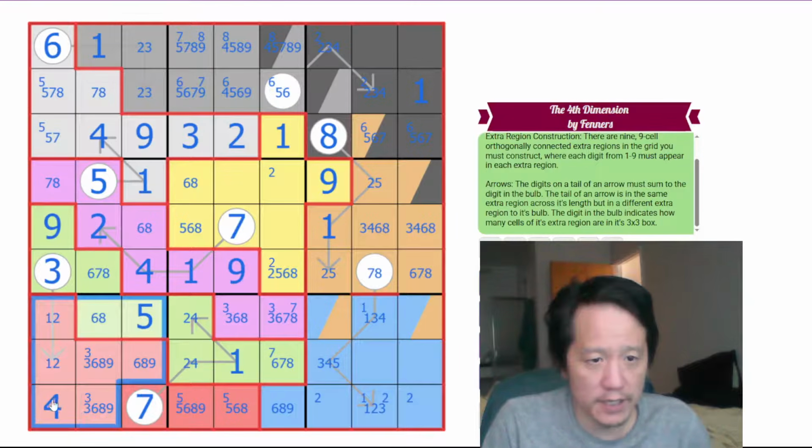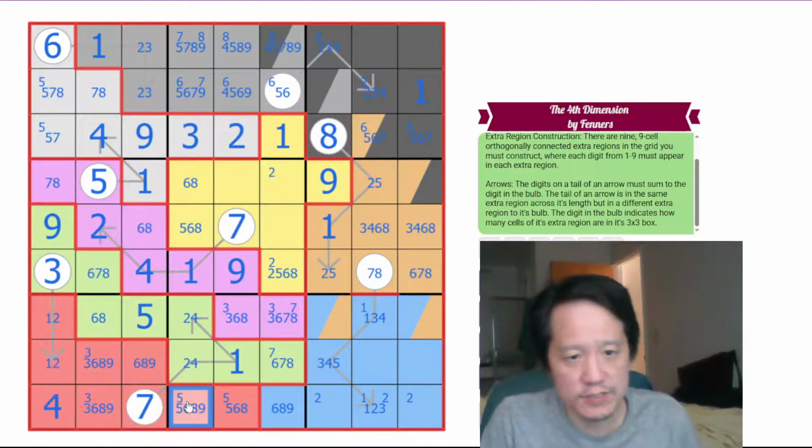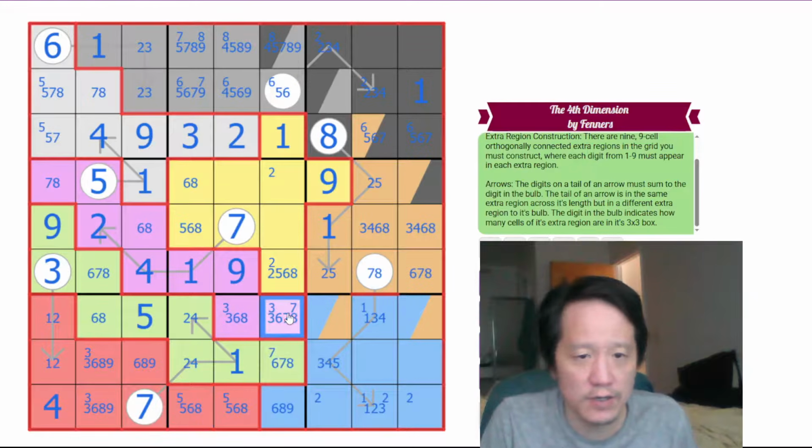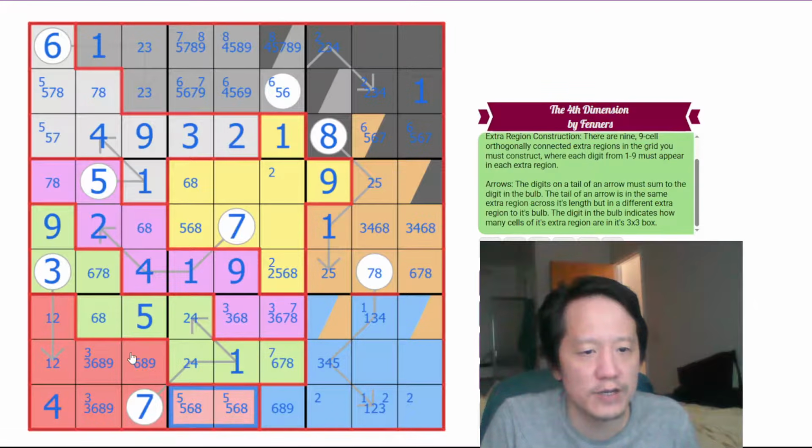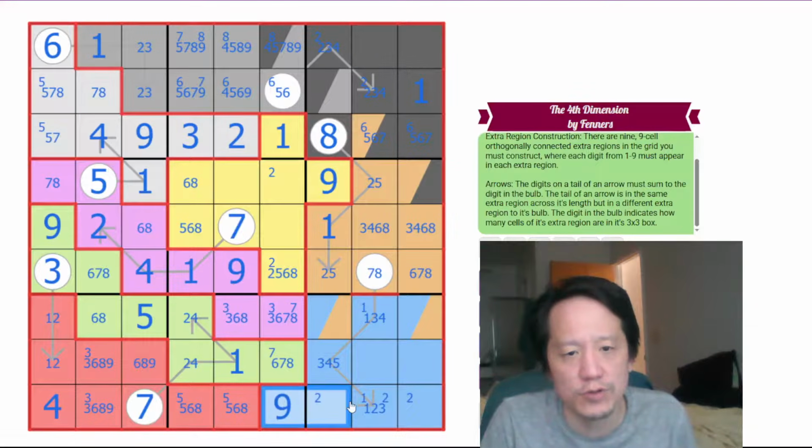Where's the 9 in box 7? It has to be one of these 3 cells, so this can't be 9 here. Where is the 9 in box 8 then? Can't be any of the pink cells because we have a 9. Can't be any of the green cells because we have a 9. Can't be any of the red cells because the 9 has to be here. Therefore, this must be a 9 for the blue.